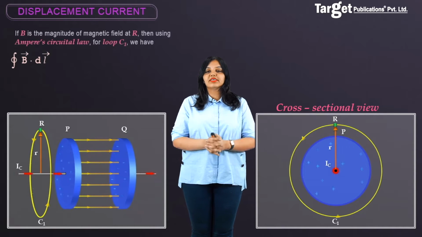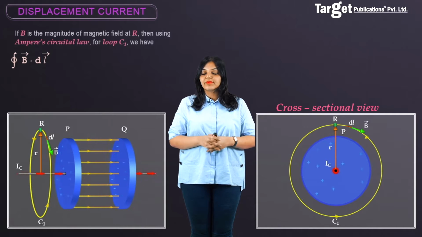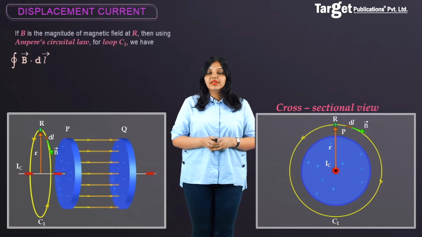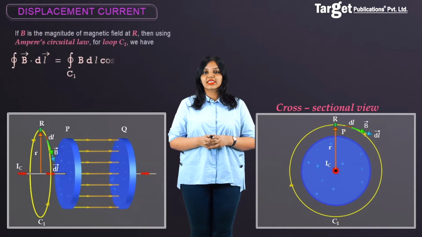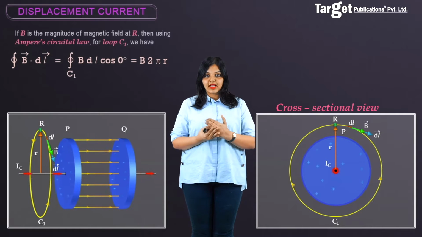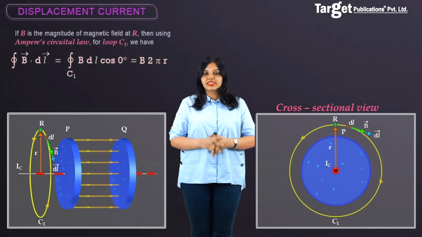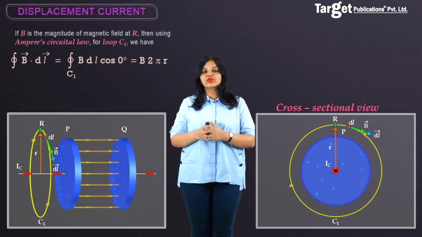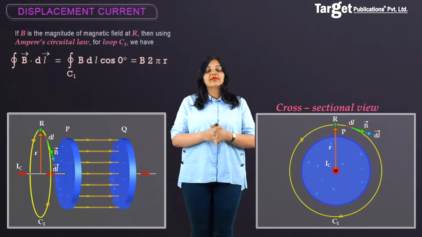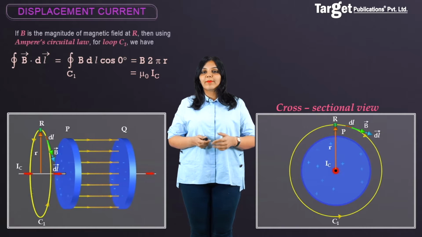We know that in Ampere's circuital law, on one side we have the magnetic flux integral. This integral simply reduces from B dot dl to B dl cos 0 because the magnetic field and the current element are tangential and therefore the angle between them is simply 0, and therefore this reduces to simply the magnitude of B multiplied by the length of the Amperian loop, that is B into 2 pi r.